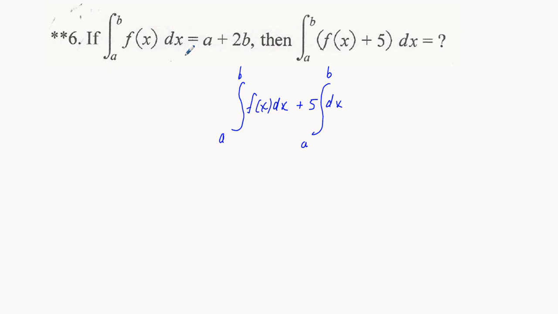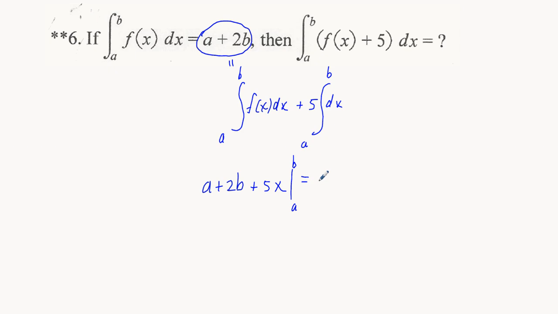Well, we should see that this integral from a to b of f of x dx should look familiar. That's at the beginning. So we know that we can replace this thing right here, a plus 2b equals that. So we can say a plus 2b in place of this integral here. And now we've replaced that, and working to the one on the right, we're going to have plus 5 times x, and we're going to evaluate from a to b.